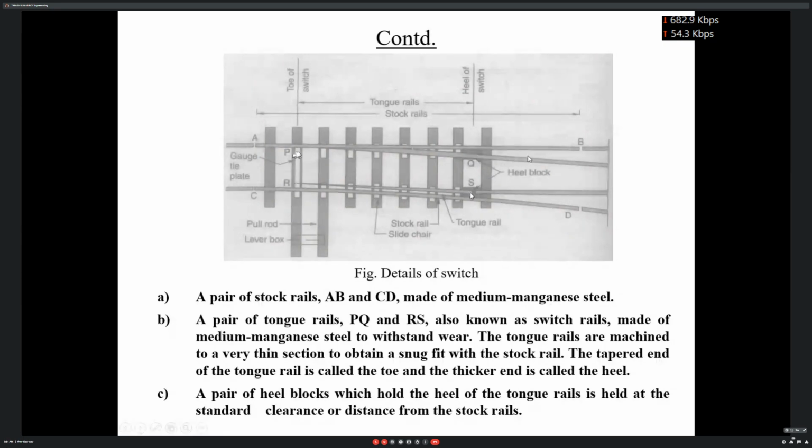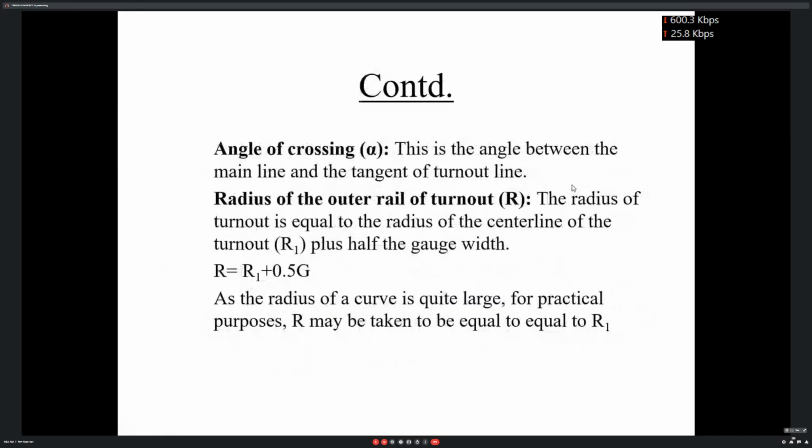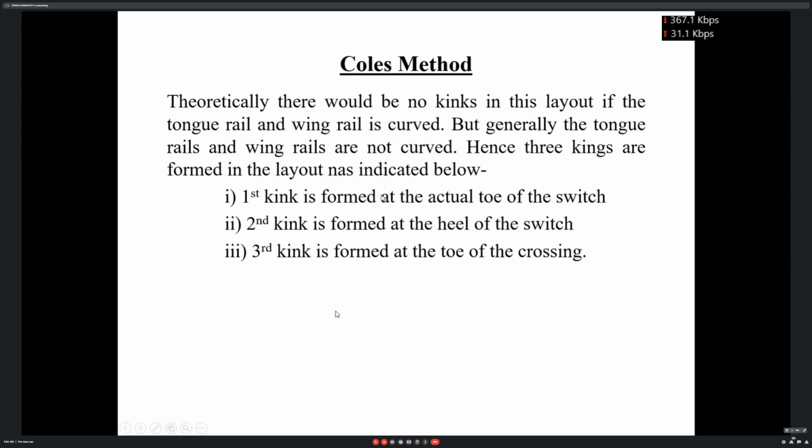And the third kink will be generated near the crossing, but it is not very prominent. The first one is very prominent or maximum. The second one is a little bit lesser than the first one. And the third one is much lesser. First kink is formed at the actual toe of the Swiss. Second kink is formed at the heel of the Swiss. And third kink is formed at the toe of the Swiss. So these are the three kinks or twists generated due to pulling of the tongue rail by means of the stretcher bar.